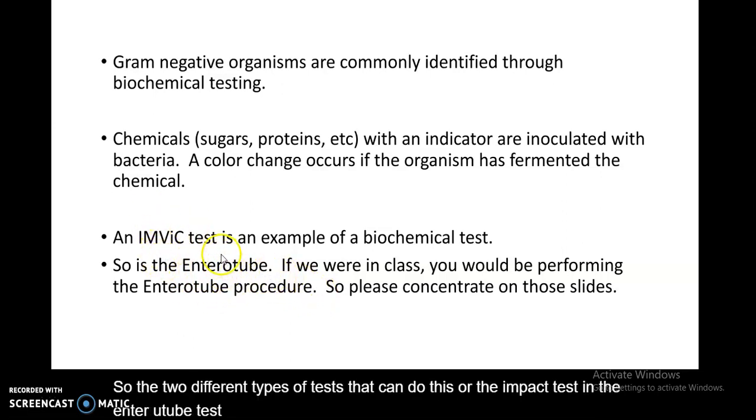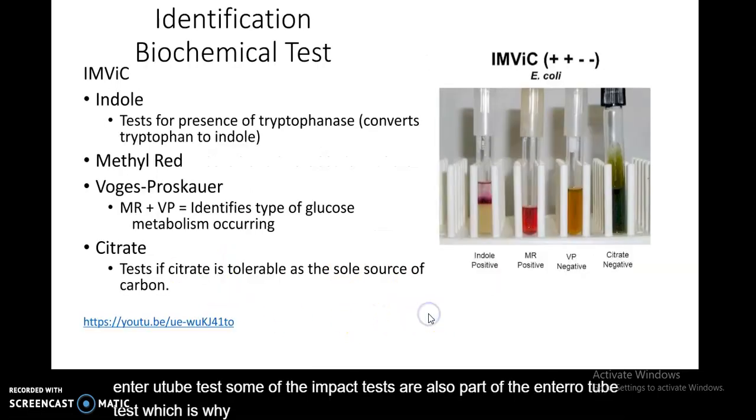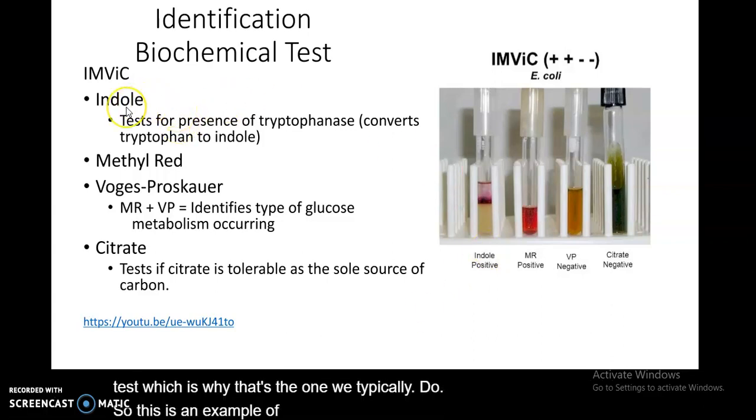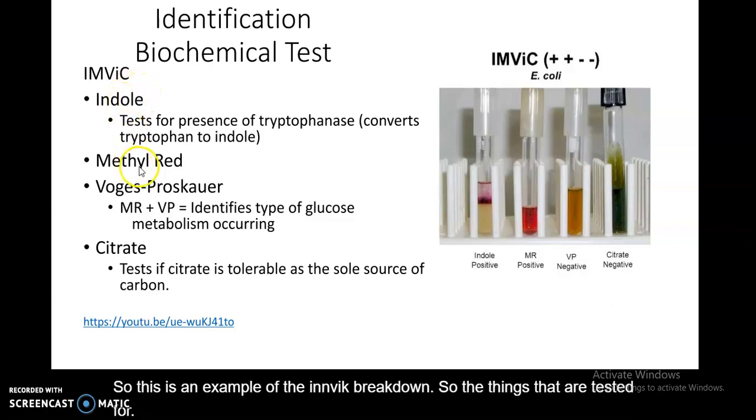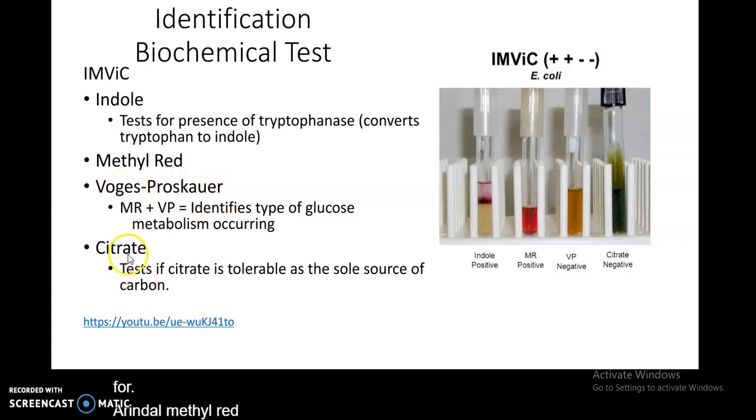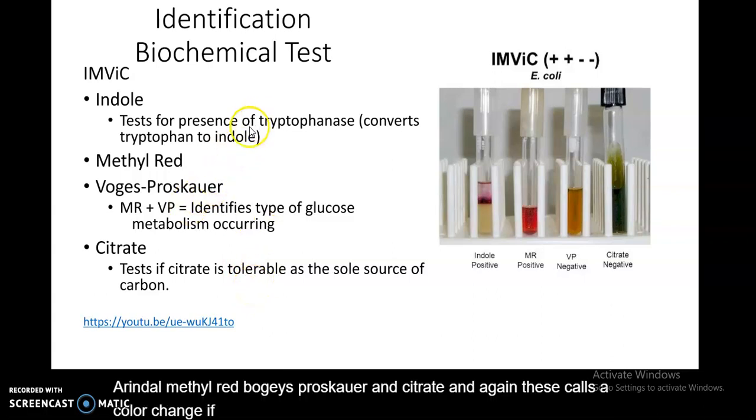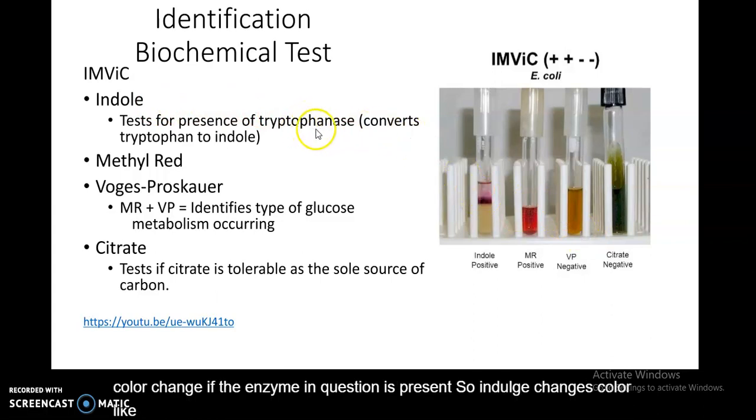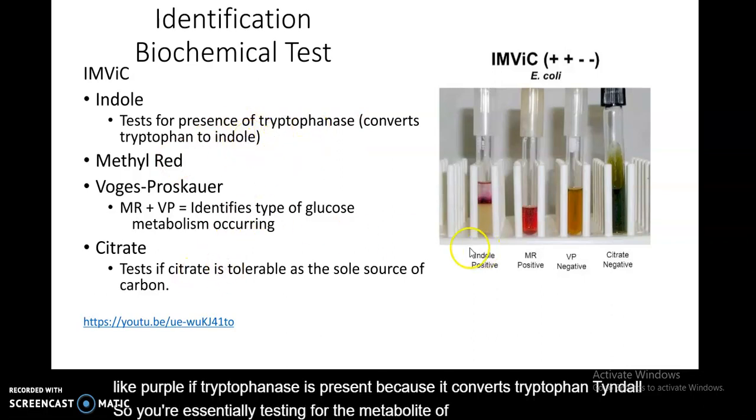Some of the IMVIC tests are also part of the Enterotube test, which is why that's the one we typically do. So this is an example of the IMVIC breakdown. So the things that are tested for are indole, methyl red, Voges-Proskauer, and citrate. And again, these cause a color change if the enzyme in question is present. So indole changes color like purple if tryptophanase is present because it converts tryptophan to indole. So you're essentially testing for the metabolite of the enzyme, which is true for most of these.